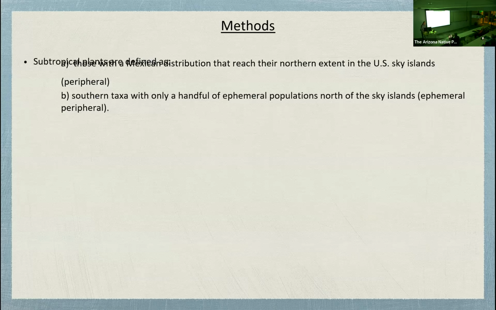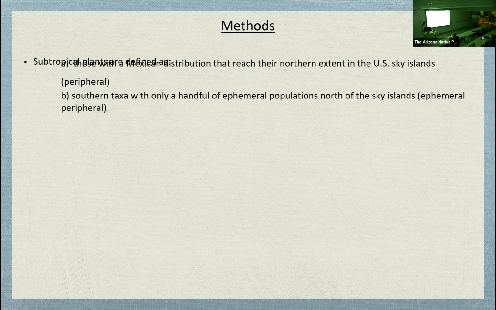And so, sorry about this, the methods do not seem to be coming out that well. So here are some of our methods. The first thing is, how are we defining subtropical plants? Our definition is basically two things. The main thing is plants that have a southern range, plants that originate in Mexico or further south, and find their northern extent in the Sky Islands, the US Sky Islands. Those are generally called peripheral plants, peripheral species, or plants found at the periphery of their range.